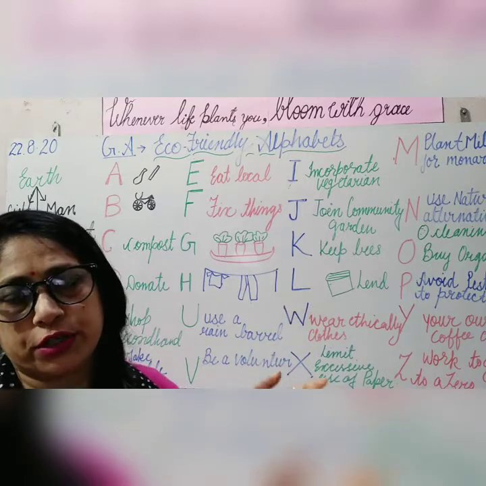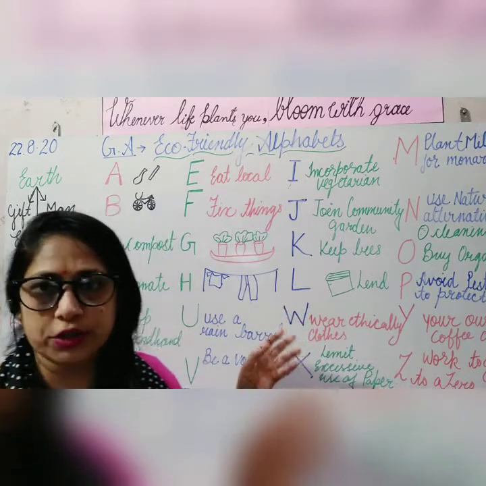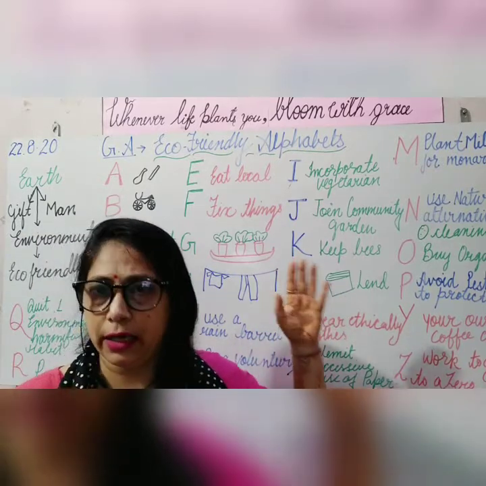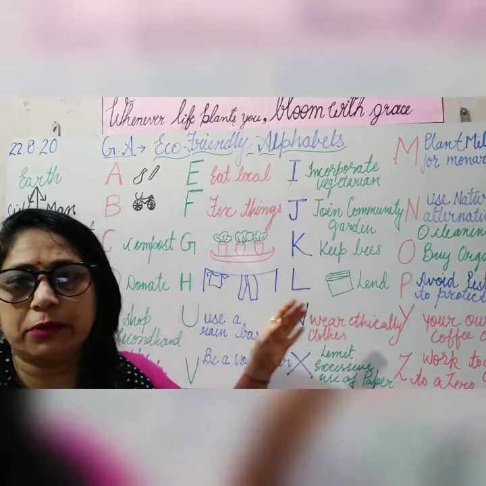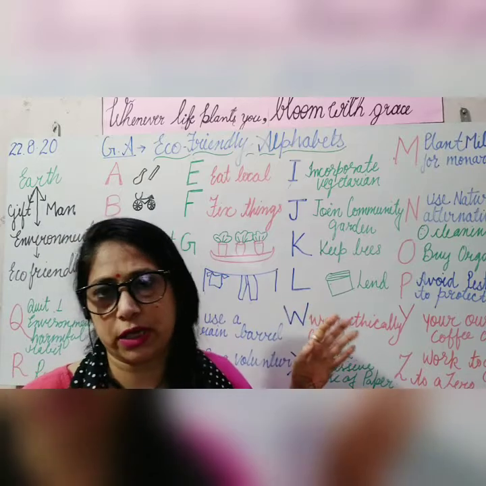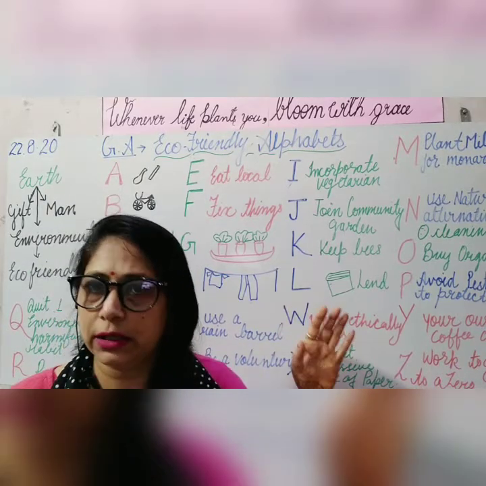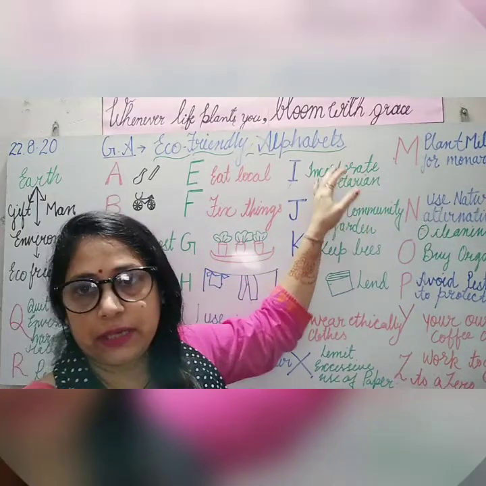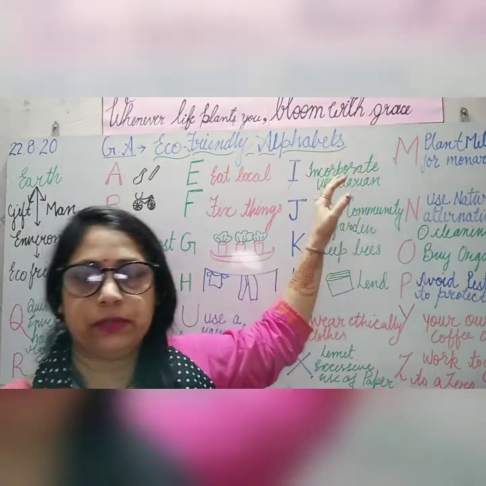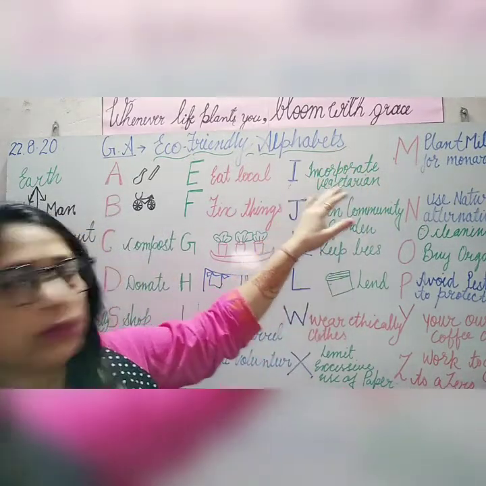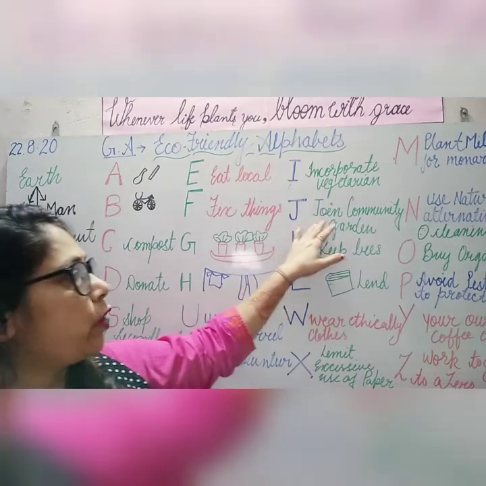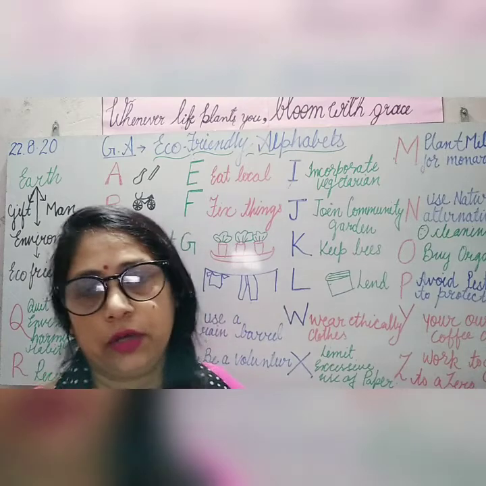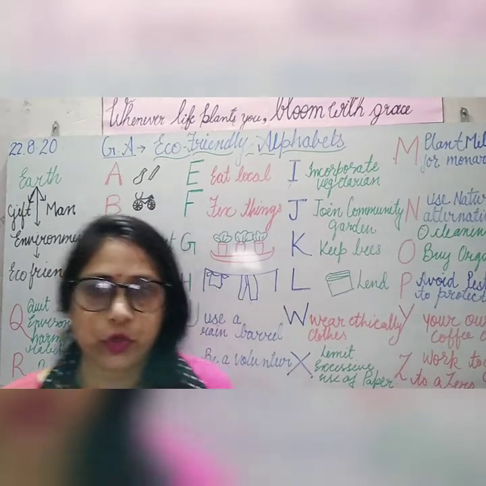Your mama washes the clothes in the washing machine, so she can dry the clothes in the air so that the germs can be killed and it will also save electricity. Clear? I for incorporate vegetables, more and more vegetables into our meals. Okay, children. J for join community garden. If there is a garden near your community, you should try to join it.